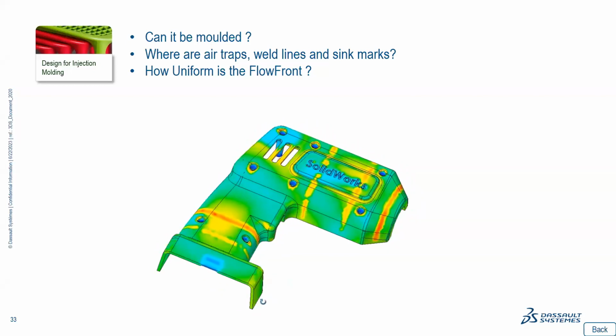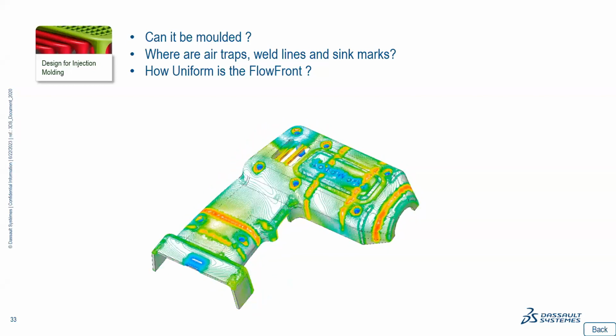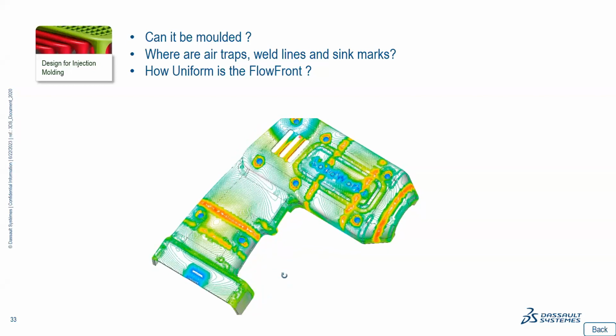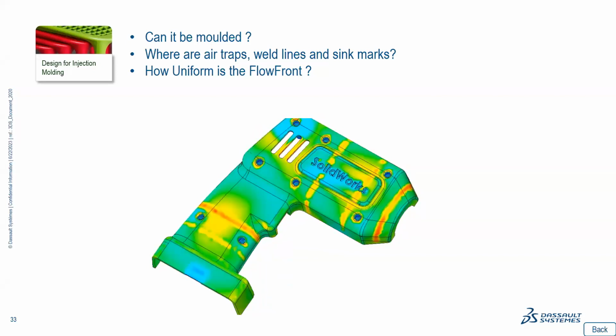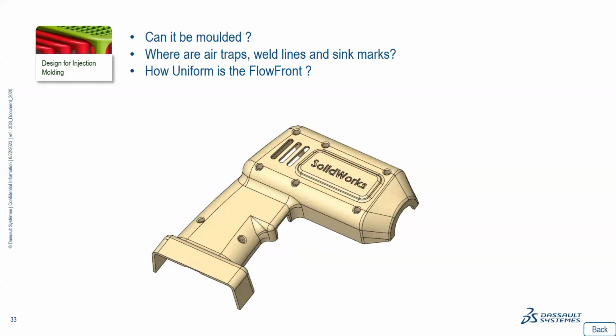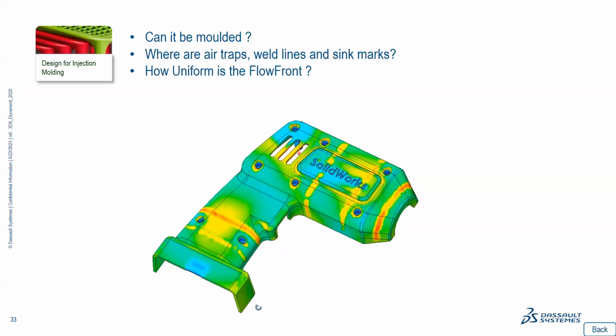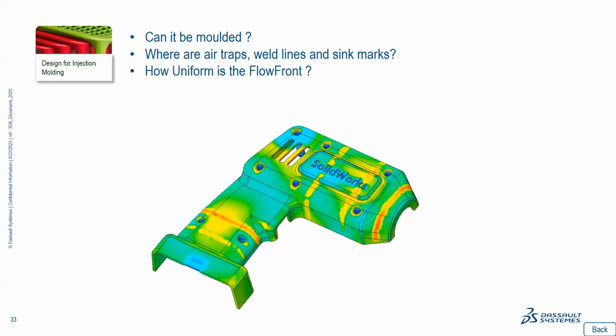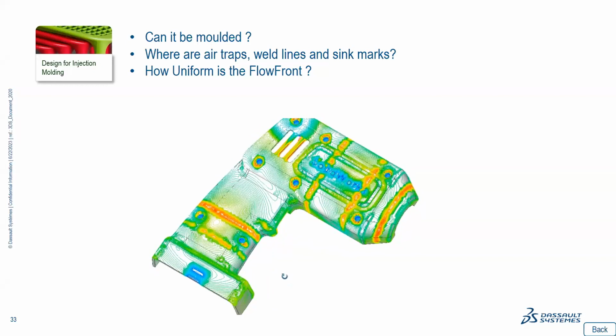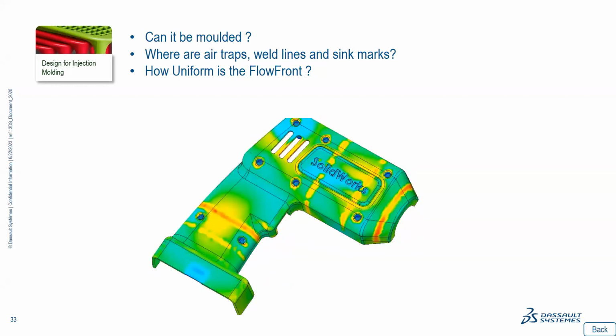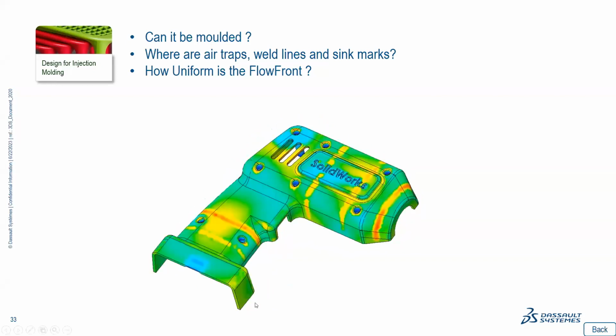For example, if you're buying an Apple device, or some high-tech and high quality device, you want to avoid this type of mark. So you really have to pay attention to where you will put some ribs, for example, in your parts. So try to avoid this type of marks.